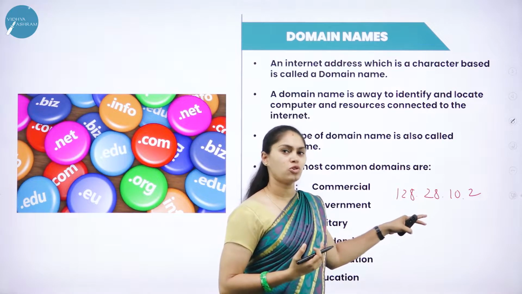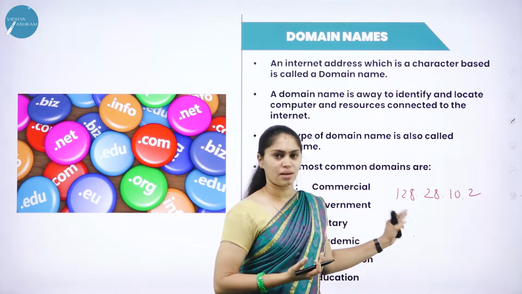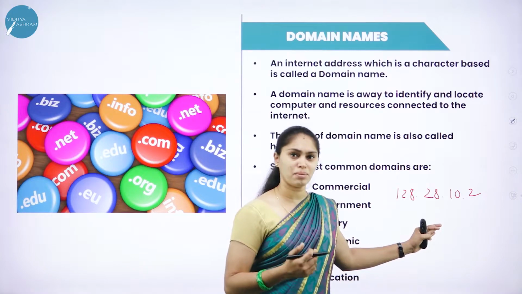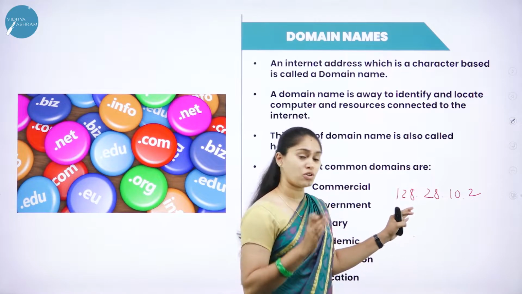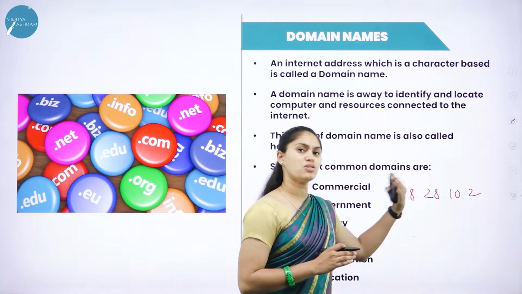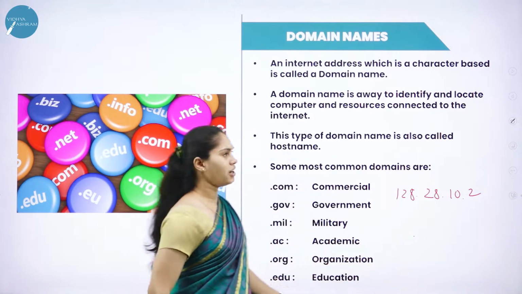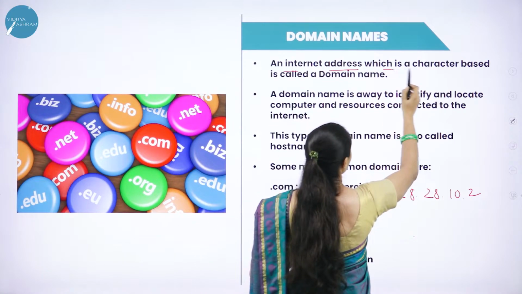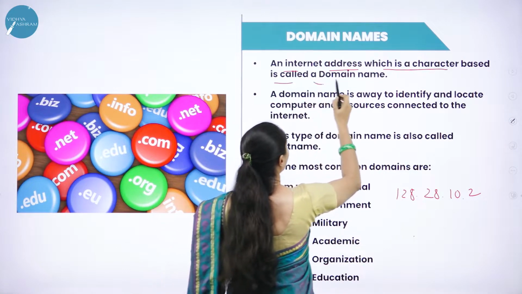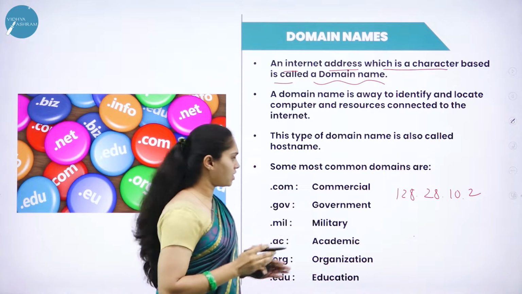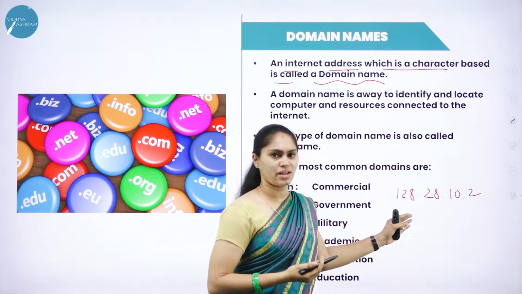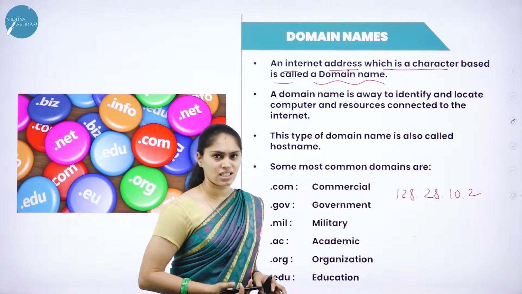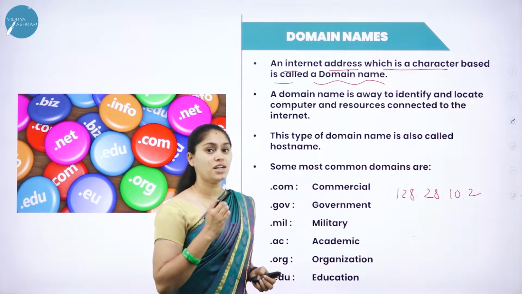What if I wanted to deal with lakhs or thousands of web pages? Can you remember all these numbers? No. So for that purpose, we convert this numbering scenario into words, which are considered domain names. Mainly, an internet address that is character based is called a domain name. If I consider an IP address, that is numeric, but if I consider the internet address which is character based, then we call that a domain name.